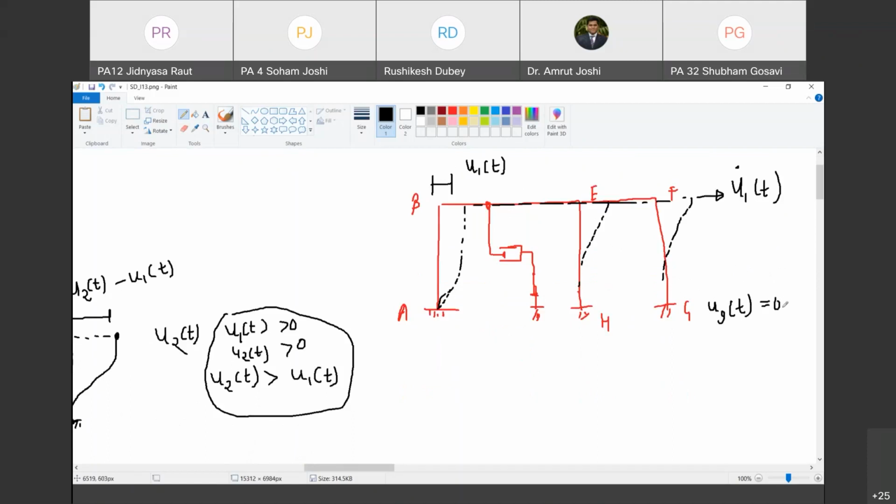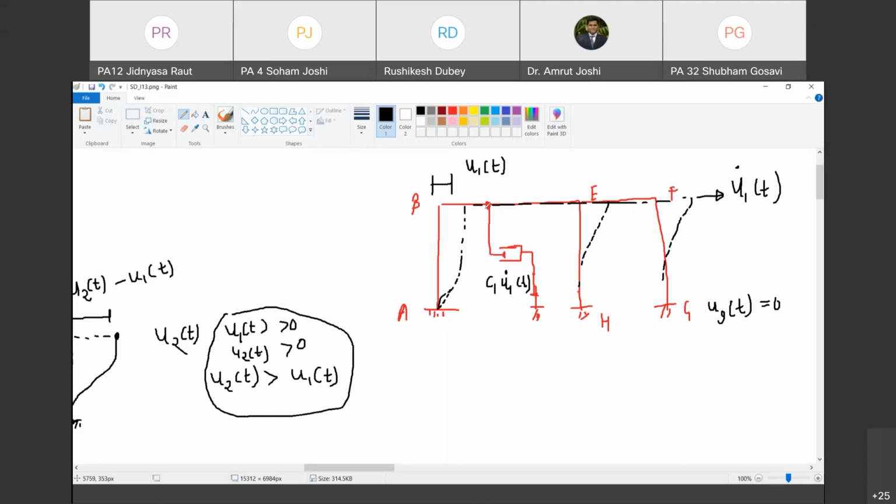Happy? Yes, sir. So what is the relative velocity of this piston with reference to the fluid in this cylinder? The cylinder and fluid is stationary. Piston is moving with the velocity u1 dot of t. I assume that it is positive towards right. So therefore, the force in this member must be equal to C1 times u1 dot of t. Are you with me? Yes, sir.